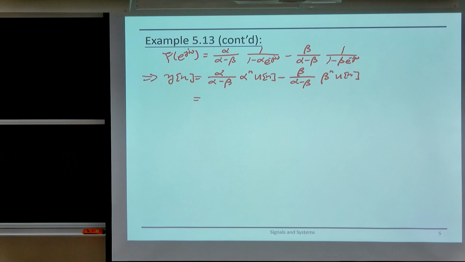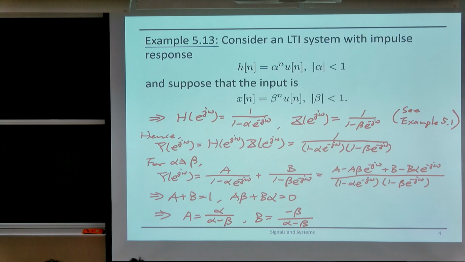Now you have these common terms, 1 over alpha minus beta and this u[n], so you can further combine these two terms to get 1 over alpha minus beta, times alpha to the power n plus 1, minus beta to the power n plus 1, times u[n]. The procedure we used to arrive at this solution is exactly the same as what we did in continuous time. Now this is for the case where alpha is not equal to beta.